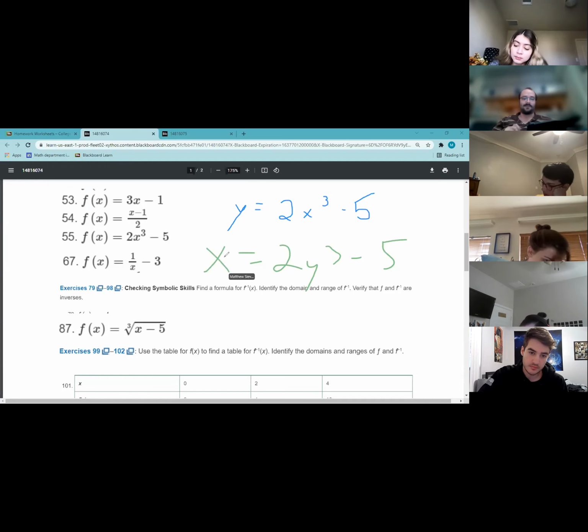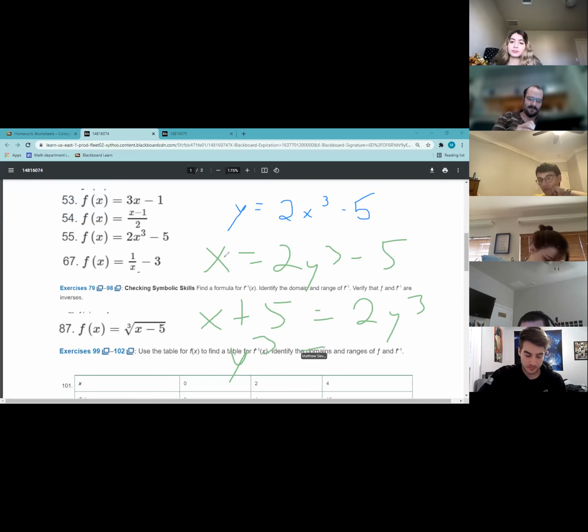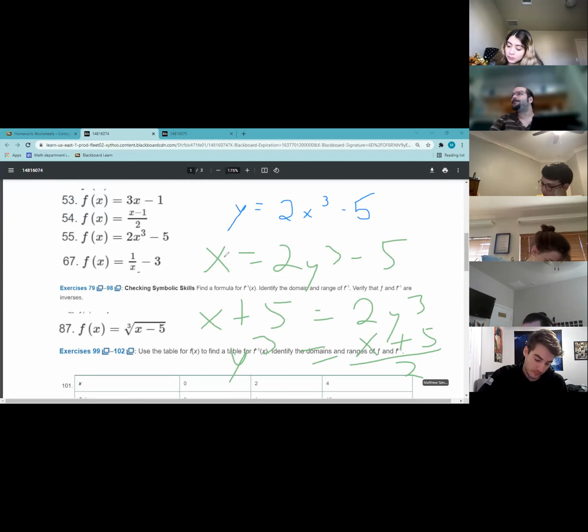And so you swap the x and y, and then you did a plus 5. So it should be x plus 5 equals what? 2y to the third equals x plus 5, yeah. And then I divided both sides by 2. So I'm going to swap the sides now. y to the third equals x plus 5, and we're dividing both sides by 2. So this entire thing you put over 2. Yeah.